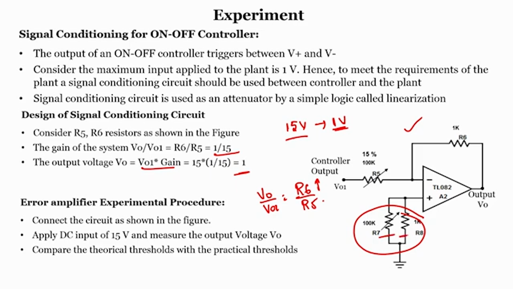Now, this is a pot, so that we can vary. If I say 15%, then 15% of 100 kilo is nothing but 15 kilo, and this is 1 kilo. So, 1 kilo by 15 kilo is nothing but 1 by 15.